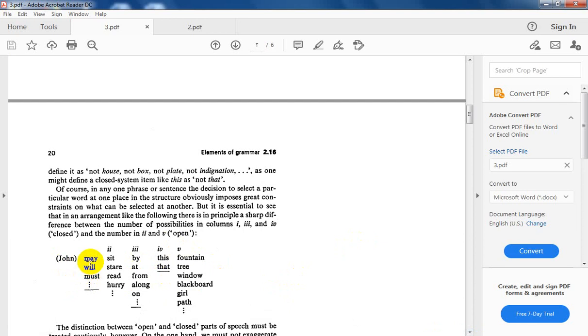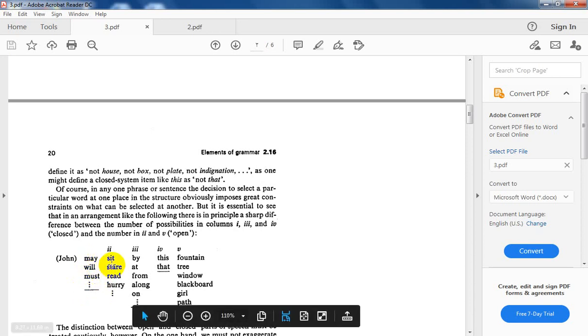May, will, must. Here there is a clear cut, a cutting for the topic. So I have other items, but they are limited. Such kind of verbs, they are limited.